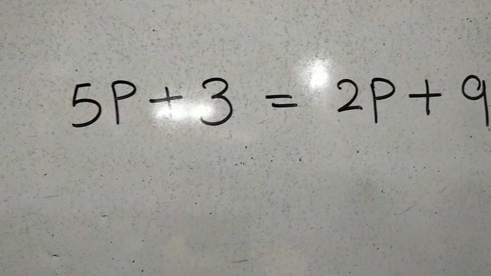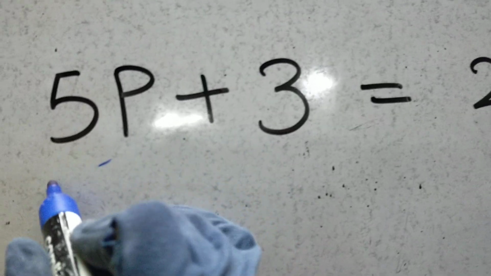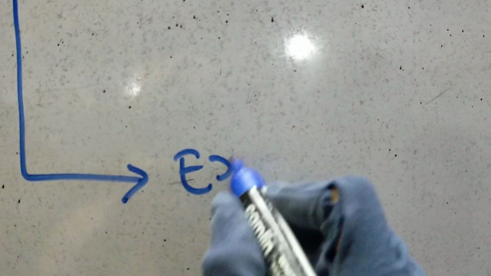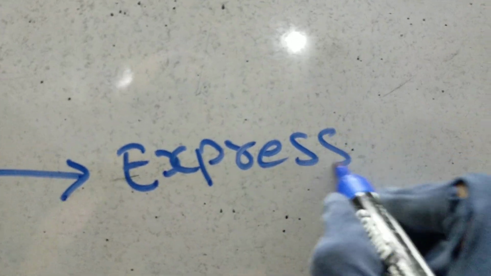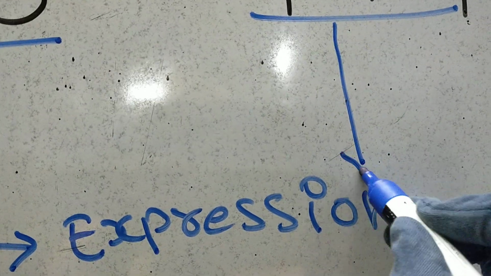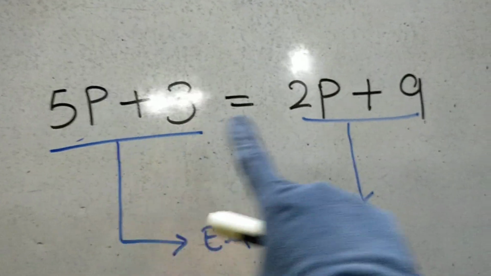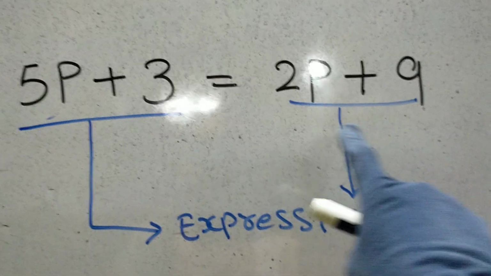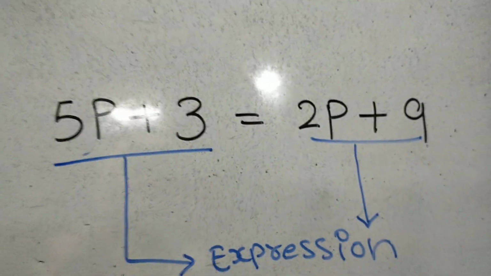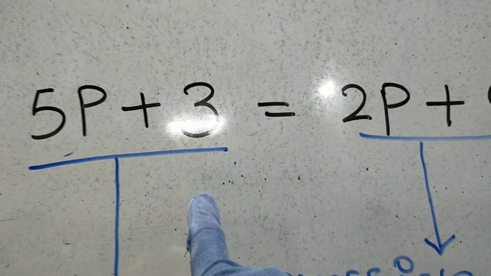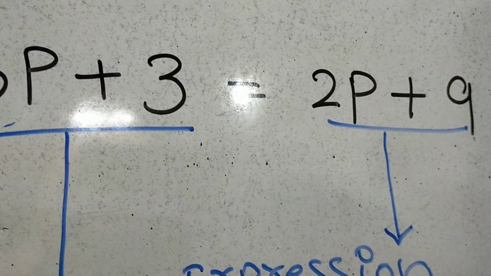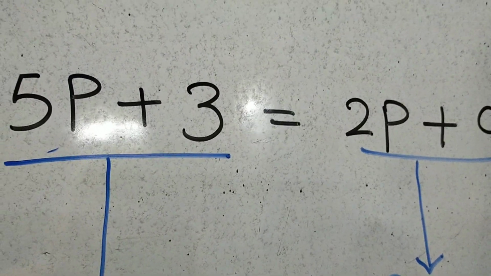Now you have to understand the terms. This is one expression, and this is one expression, and they are held together with an equal to sign. On either side of the equal to sign, there are two expressions. This is an equation. And each expression is made of variables, constants, coefficients, operators, exponents.